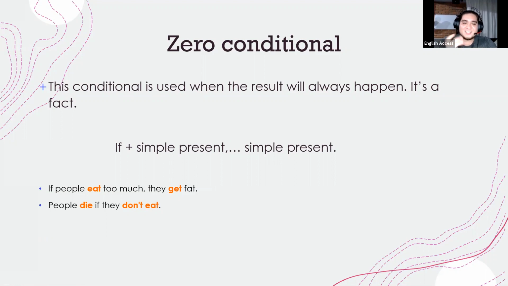This conditional is used when the result will always happen, when the result of the first clause is a fact, okay? And this is the structure for it. We have the if clause with the simple present and the result clause also with the simple present. We have two examples here. If people eat too much, they get fat.